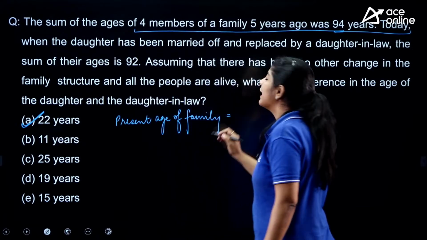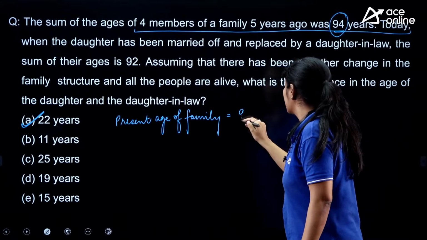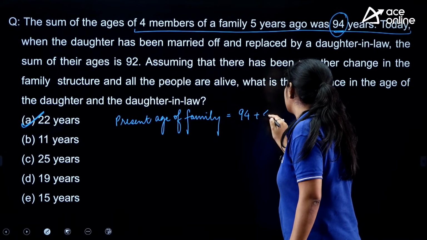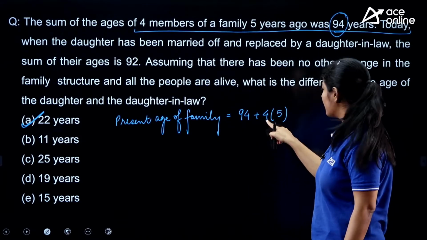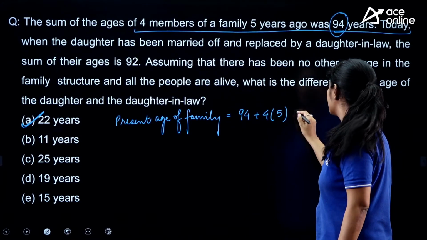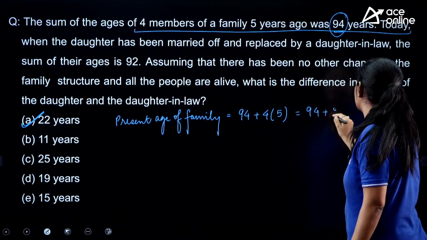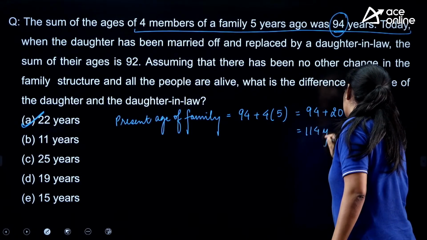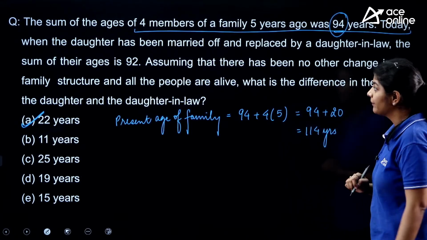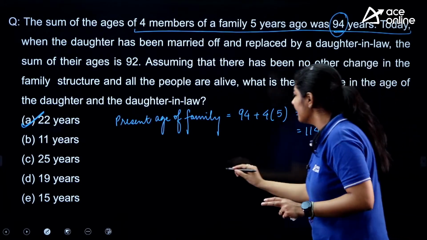Five years ago, we have the condition that the total age is 94. But currently, we need to add this value as well, for 4 members, 5 years each. So 94 plus 20, the total sum we get is 114 years.